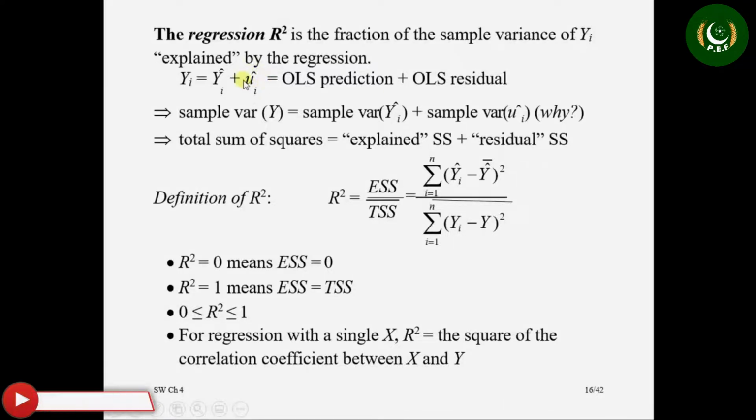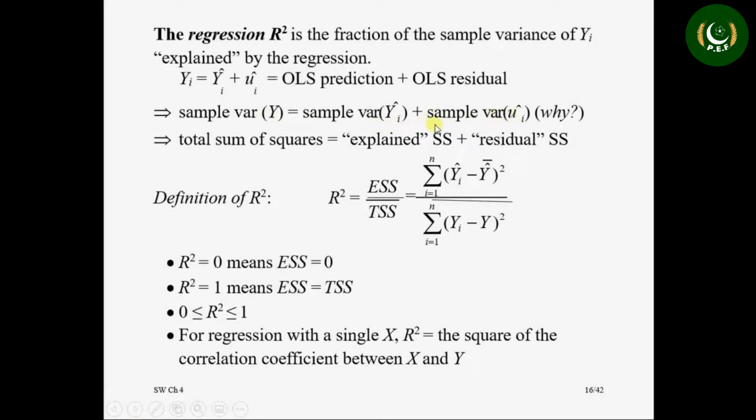So long as you have split it into a systematic part, which is the regression equation, plus some random part, the model is okay. But if some pattern, some systematic part, is left in the random part, then you must revise your model so that the systematic part is pushed back out of the residual. So we include more variables. Now, the sample variance of y equals the sample variance of yi hat plus the sample variance of ui hat.